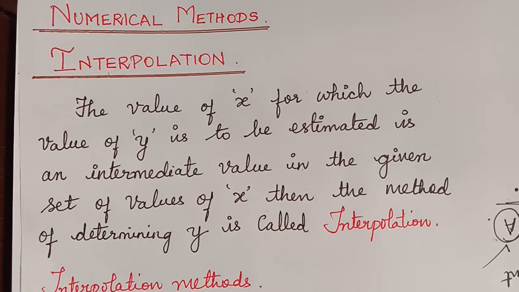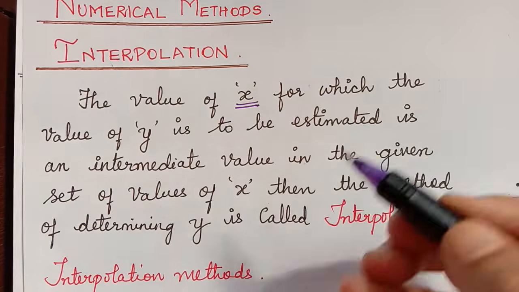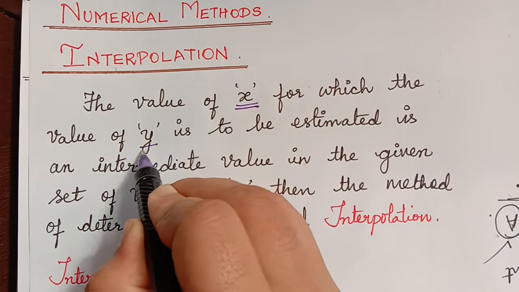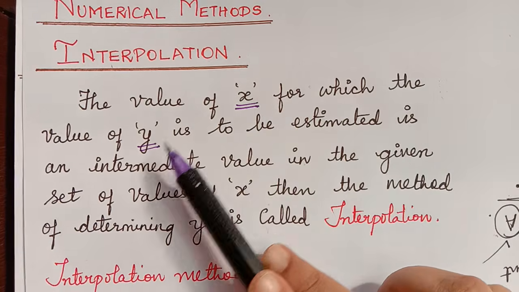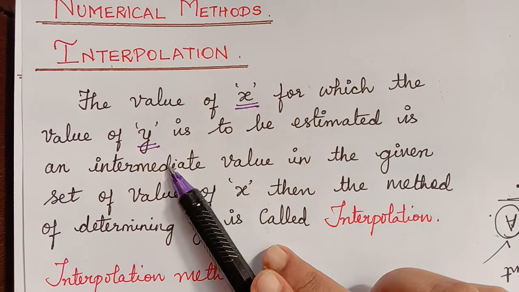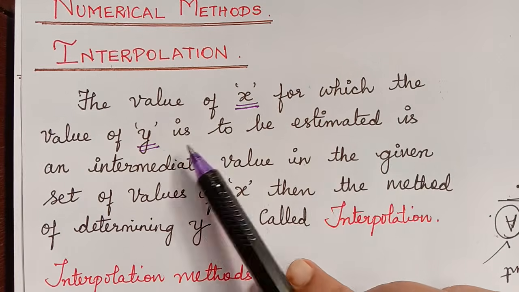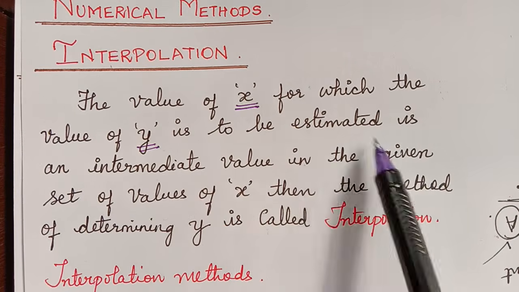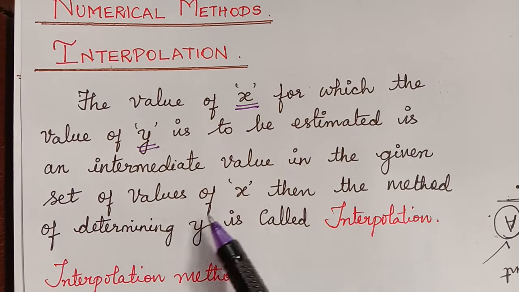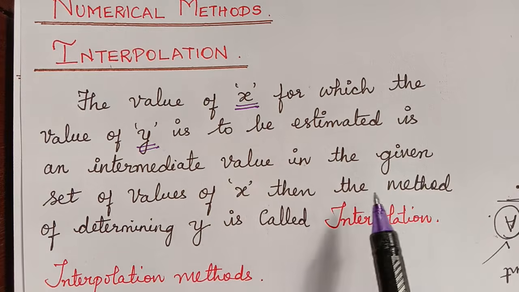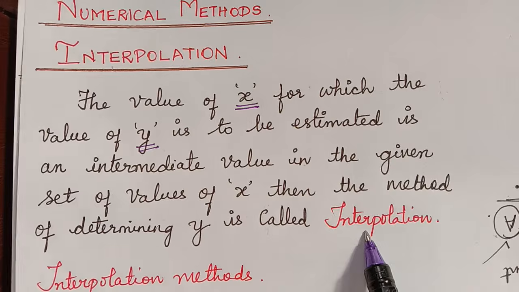Now, if we have an independent variable x and a dependent variable y, whose values are given in a tabular form with respect to one another, and the value of x for which the value of y is to be estimated is an intermediate value in the given set of values of x, then the method of determining y is called interpolation.